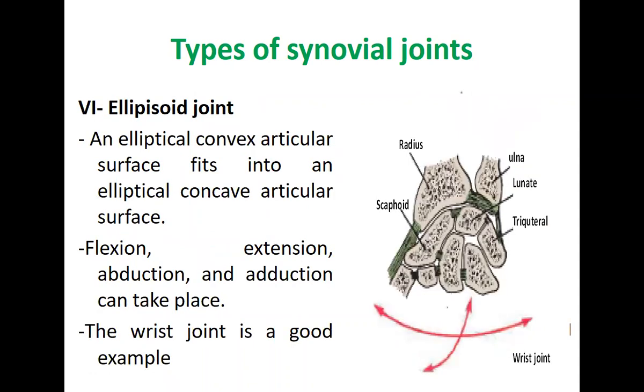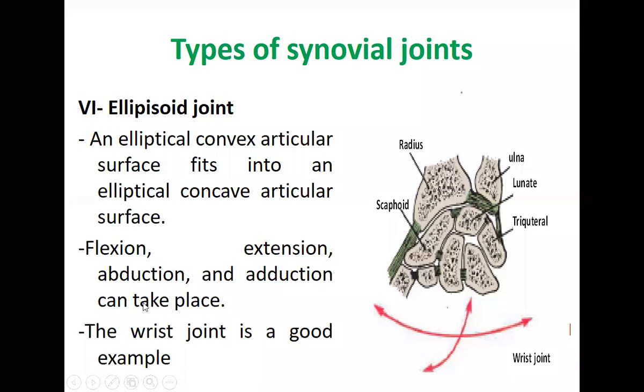Now coming to the fourth type, not the sixth type, that is called the ellipsoid joint. In an ellipsoid joint, an elliptical convex articular surface fits into an elliptical concave articular surface. There are four movements again taking place: flexion, extension, abduction, and adduction.